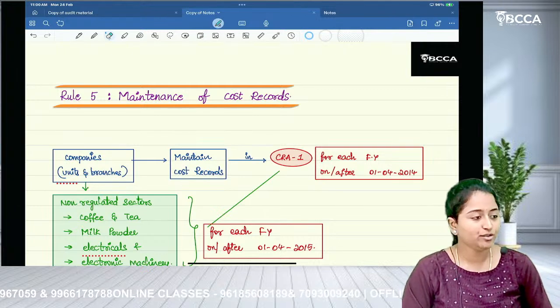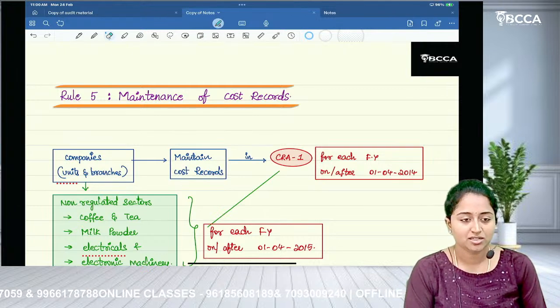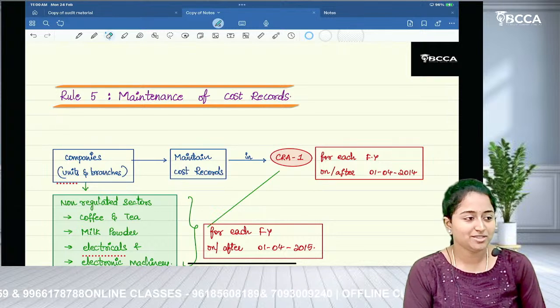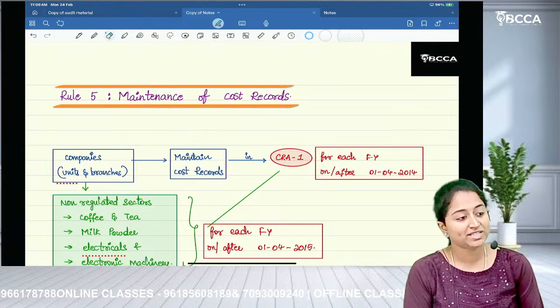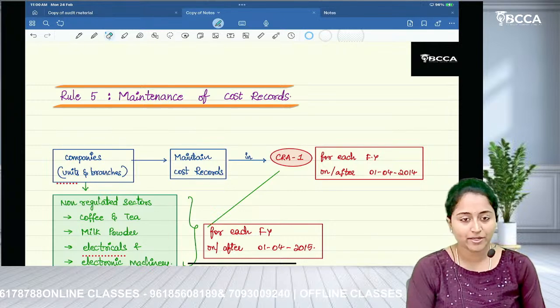Okay. Try to revise whatever we have discussed. I'll forward the handwritten notes. Try to revise whatever we have seen. And tomorrow we'll see Rule 6 and we'll go to the forms. Okay.